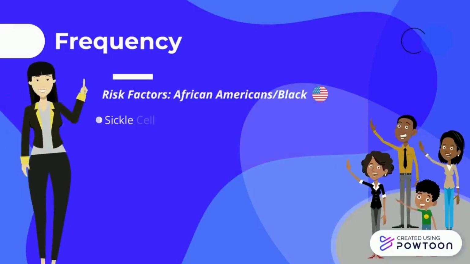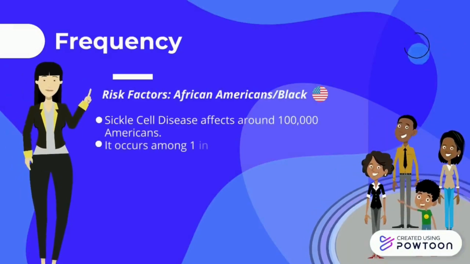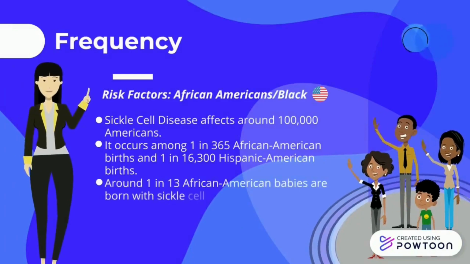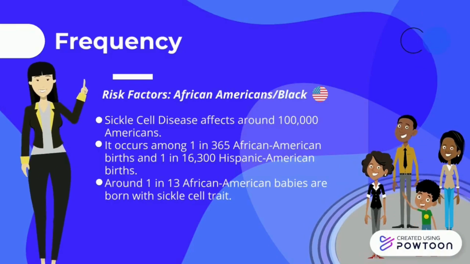Frequency. Sickle cell disease affects around 100,000 Americans. It occurs among 1 in 365 African American births and 1 in 16,300 Hispanic American births. Around 1 in 13 African American babies are born with sickle cell trait.